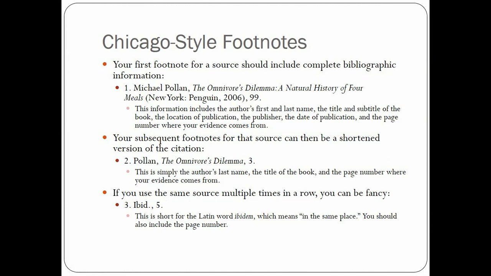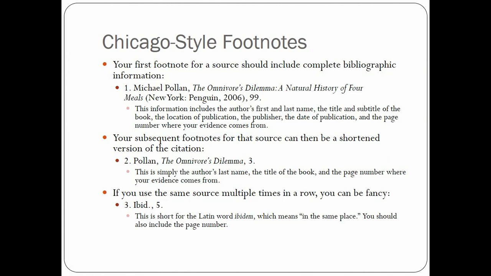So in your first footnote citation, you would include the author's name, so their first name and their last name, a comma, and then the title of the book, and then if the book has a subtitle, the subtitle of the book. Then you'll do parentheses, and in the parentheses you'll put the location of publication, and then the publisher name, comma, and then the date of publication. You close the parentheses, and then you'll have a comma, and then the page number that the information is coming from.